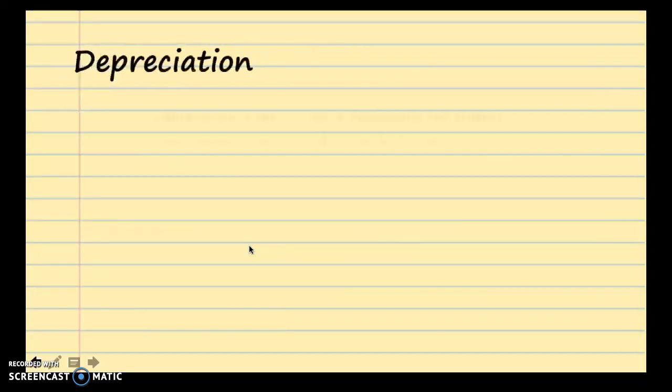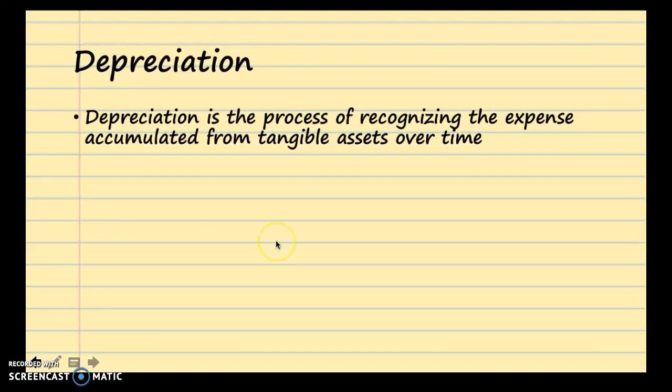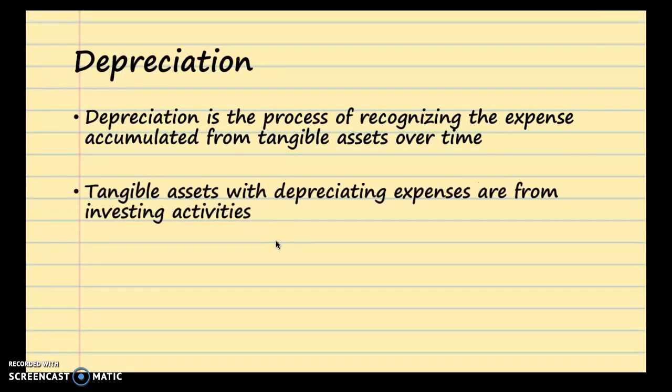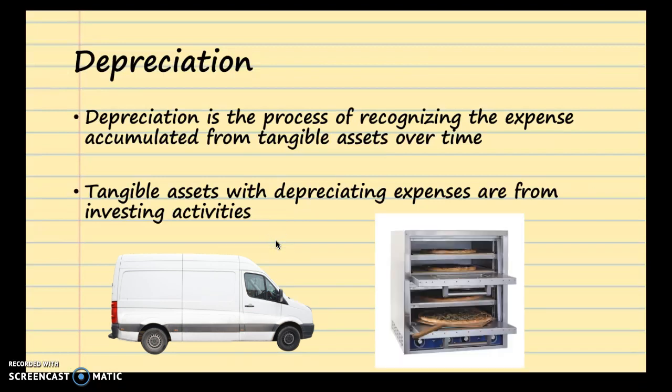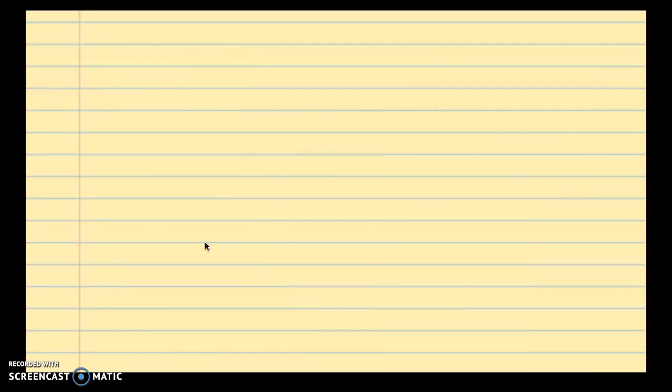Depreciation is the process of recognizing the expense accumulated from tangible assets over time. Tangible assets with depreciating expenses are from investing activities. Depreciation only affects plants, property, and equipment, also known as PPE. The two methods we will be using for calculating depreciation are straight line and double declining.